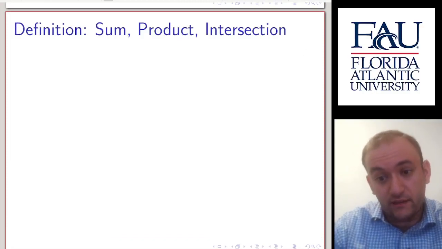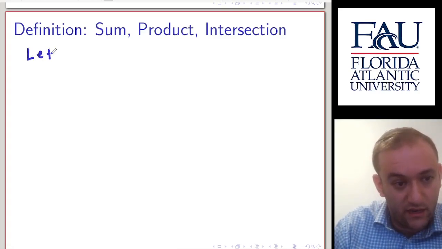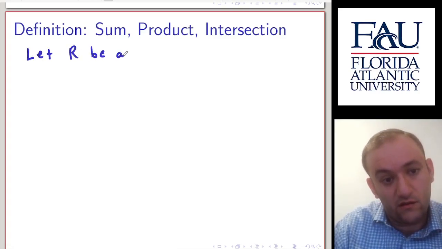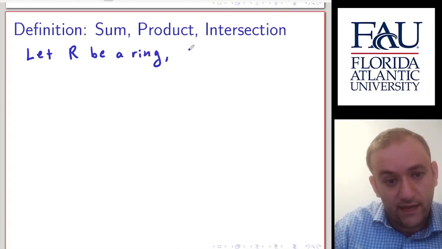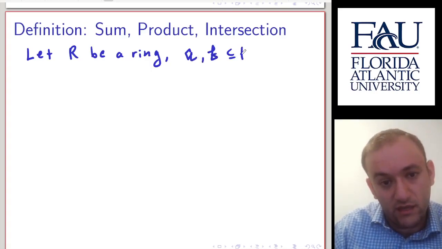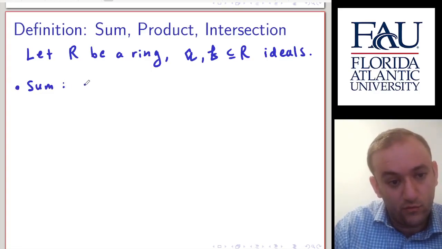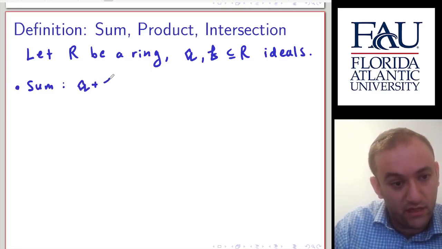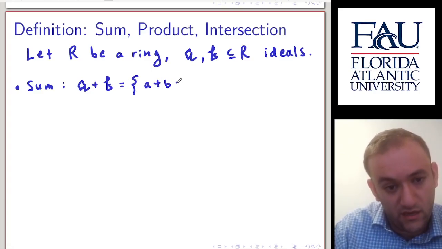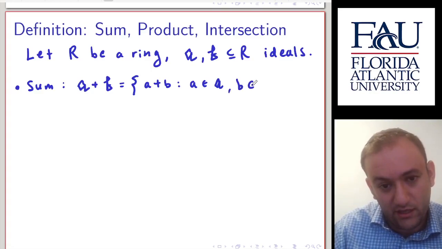We'll start by defining the sum, product, and intersection of ideals. So let's define a ring R, and we'll have cursive A and cursive B inside of R as ideals. Okay, given that setup, the sum will be denoted A plus B. And this is the set of elements of the form a plus b, where a is in A, and you guessed it, b is in B.